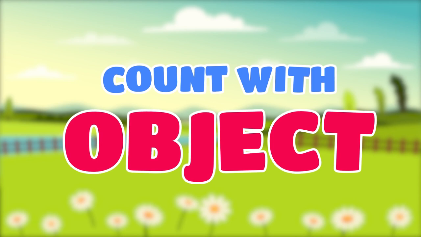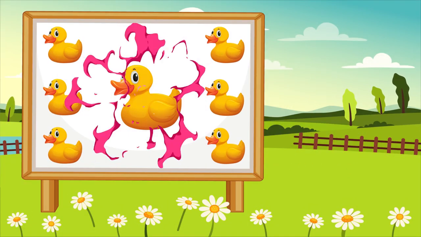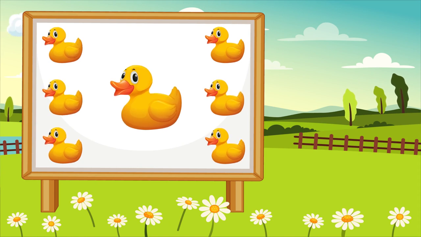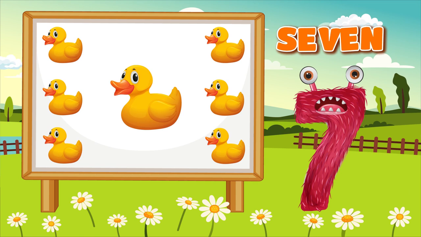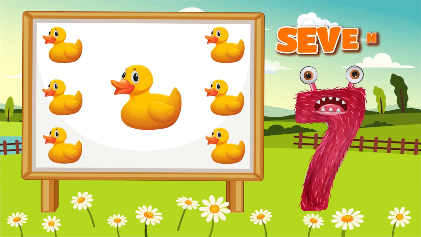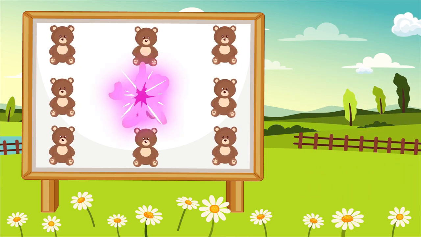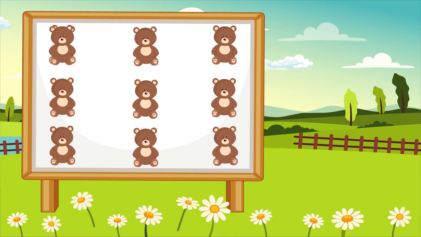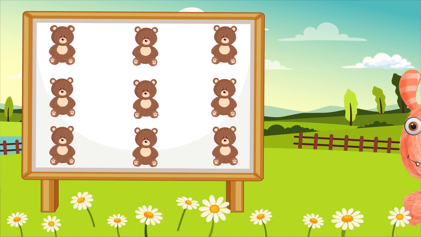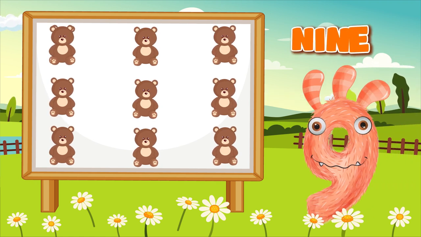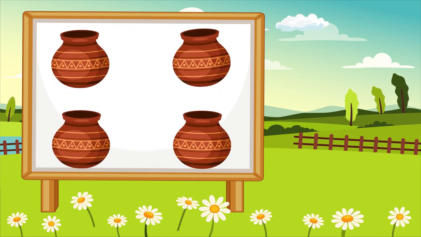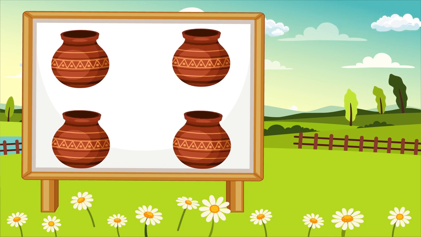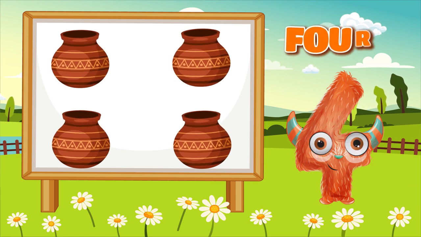Let's count the objects. 7. 7 objects. How many objects are here? 9. 9 objects. Yay! How many objects are here? 4. 4 objects.